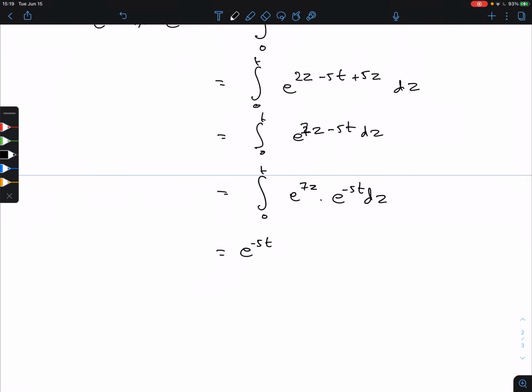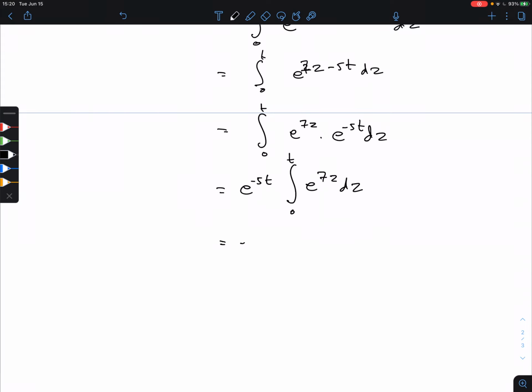So e^(minus 5t) becomes a constant in this case. You might be a bit surprised. You have been told in Calc 1 and Calc 2, don't do this, be careful, you cannot bring out something with a variable in there. True, but the variable is not z. You cannot bring anything with z outside, but anything without z can be brought outside.